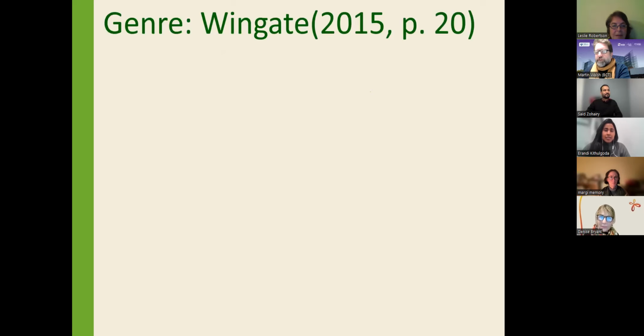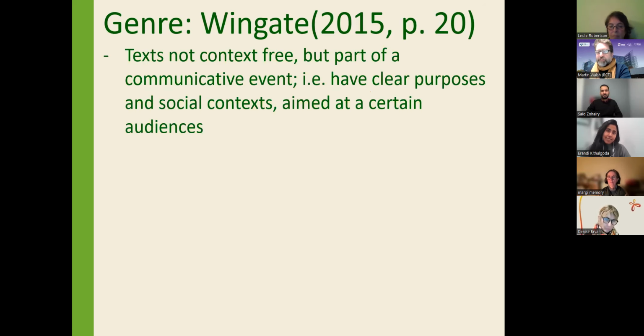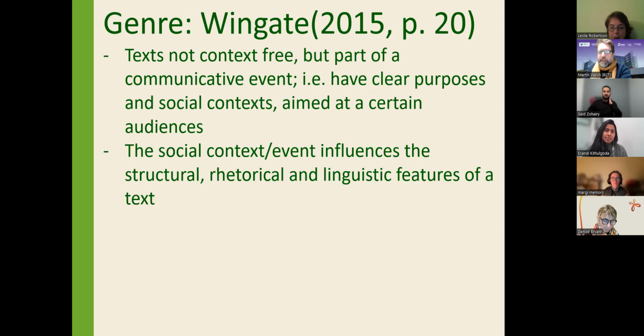This isn't a definition of genre, but it's kind of an explanation. Some of the definitions, unless you read the full text, can be a little bit obtuse. So I think this is a good understanding of the concept of genre: that text is not context-free, but part of a communicative event. So it has a clear purpose and it's in a social context, like a recipe or an email to a colleague. It is in a social context and aimed at particular people. And this context or event influences the content, how you organize the information and the linguistic features.